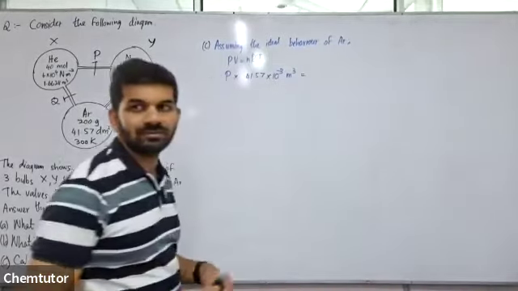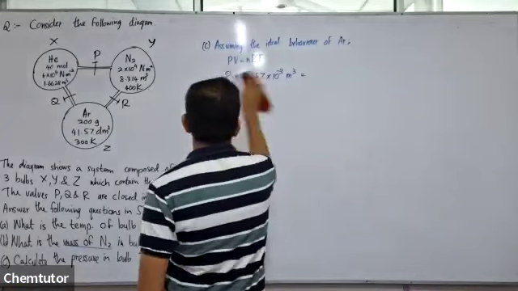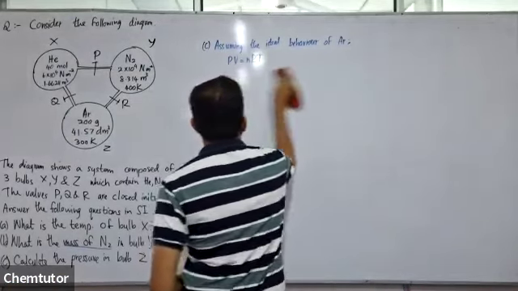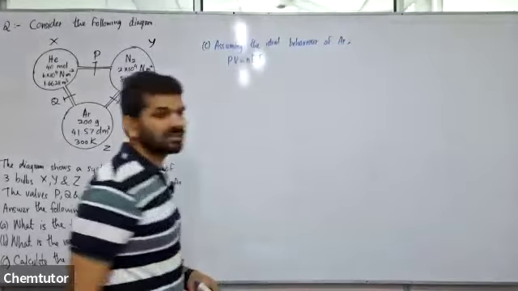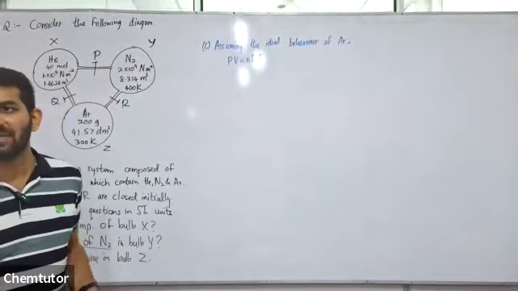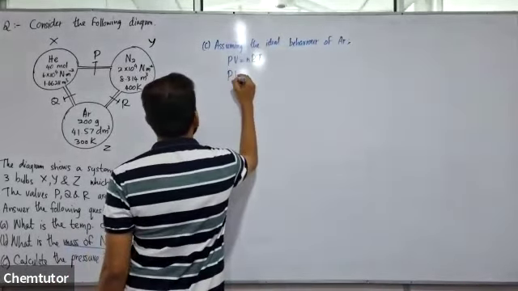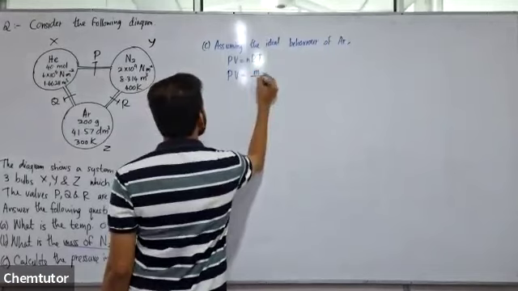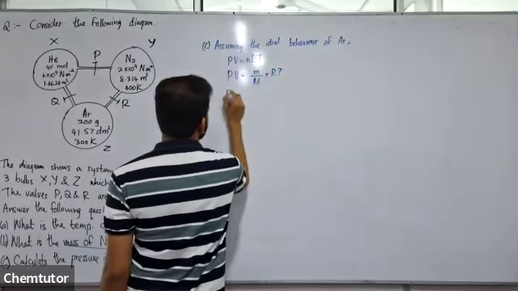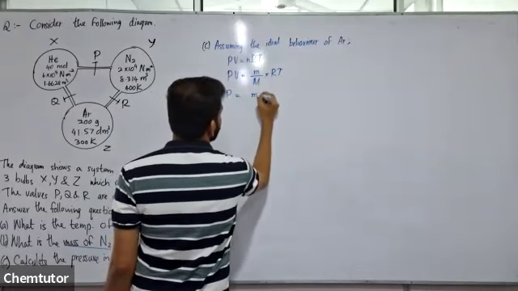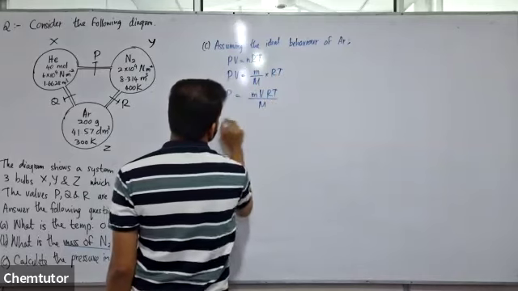Here the mass is given, no? Since the mass is given, we have to convert mass into moles. We know that number of moles equals mass divided by the molar mass. So I'm going to rearrange this equation as PV equals m over M times RT. So pressure equals mRT divided by MV.